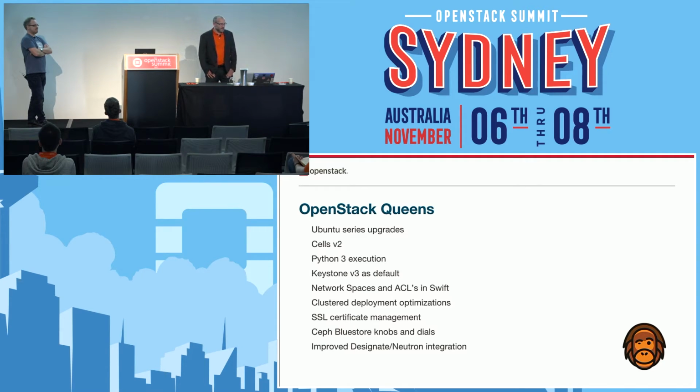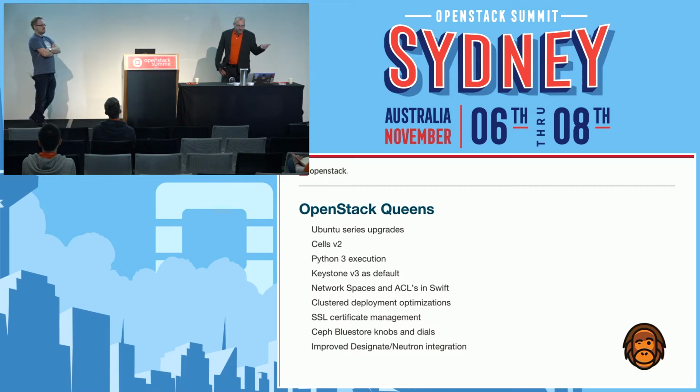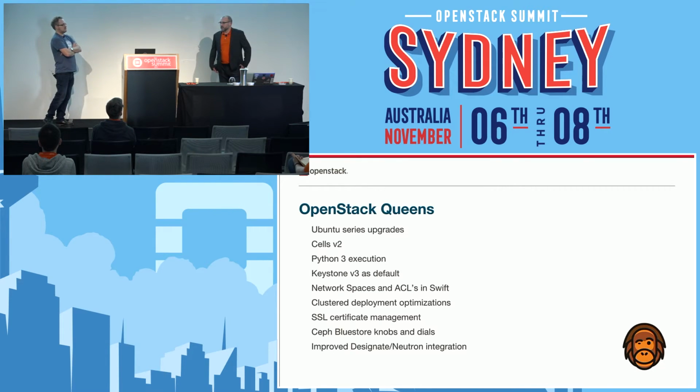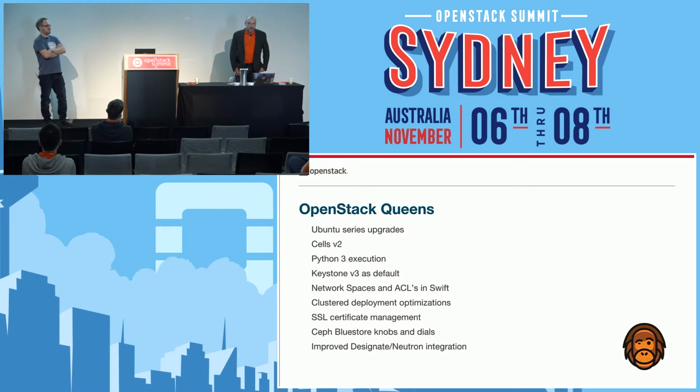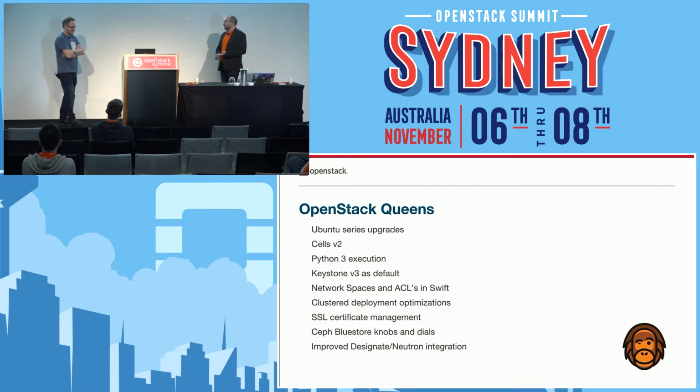in production. Indeed. Next thing is runtime Python 3 only for the charm code. So we want to be ahead of the curve when the requirement hits as a hard requirement. So this is something that we'll actually bring in ahead of that. Also, we're going to be using Keystone v3 as default for all the series that support it. And James, I'll let you talk about network spaces and the ACLs in Swift.